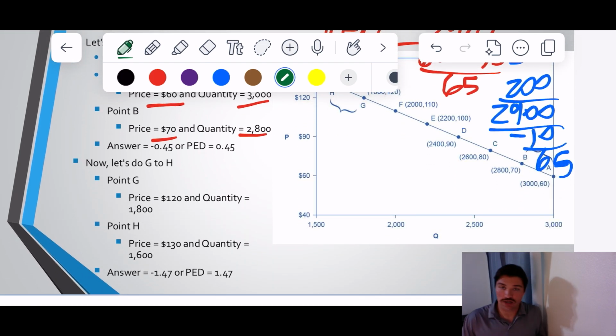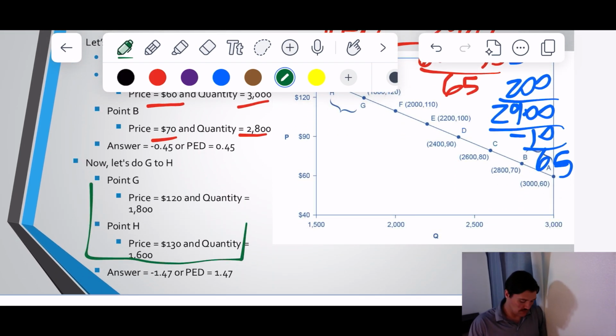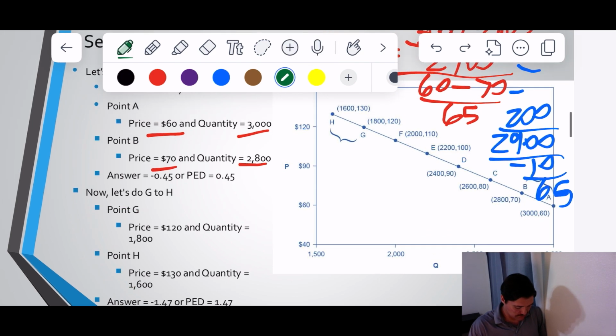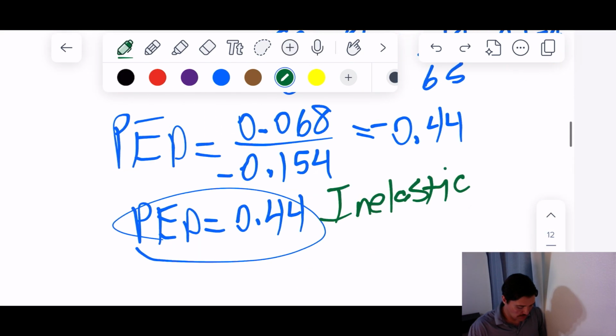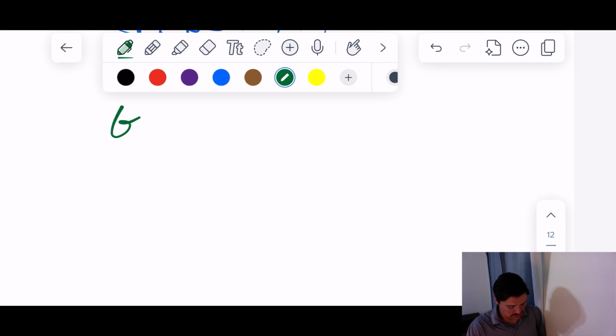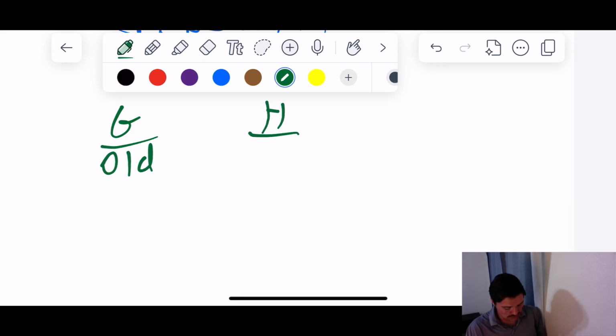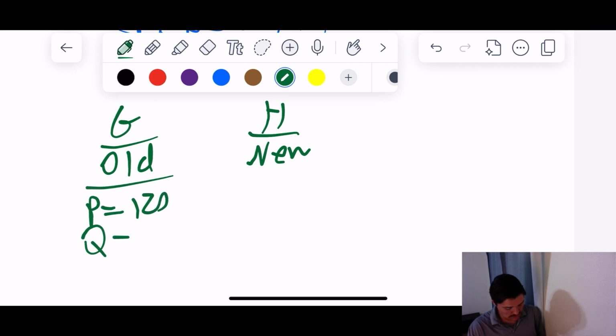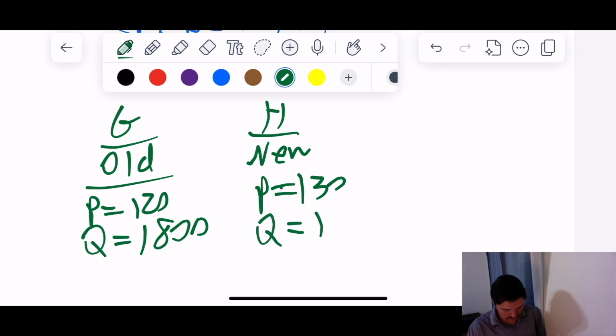We will go G to H again. So we're using these numbers here. So I will write them down for us. So G is the old, and then H is the new. So price on G is 120, quantity 1800. Price on H was 130, and quantity is 1600.